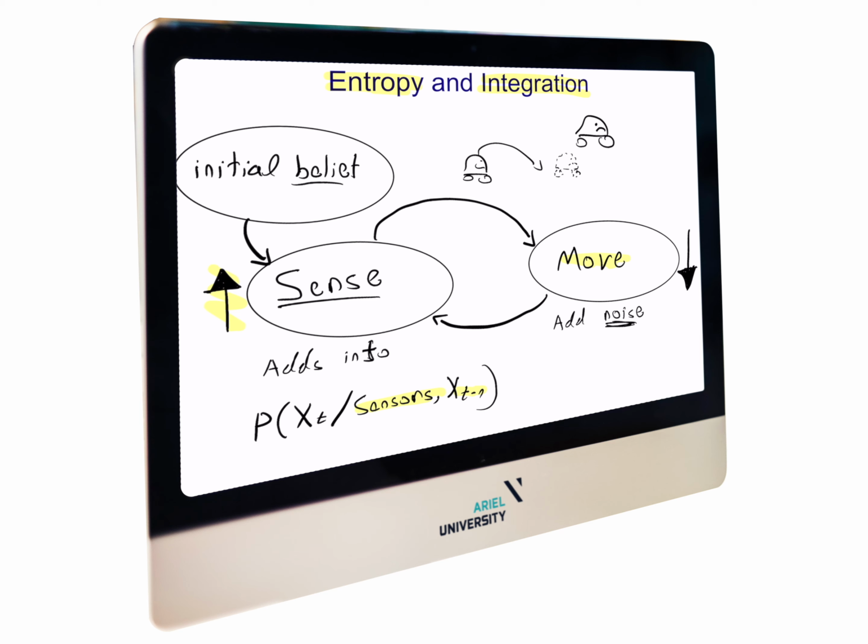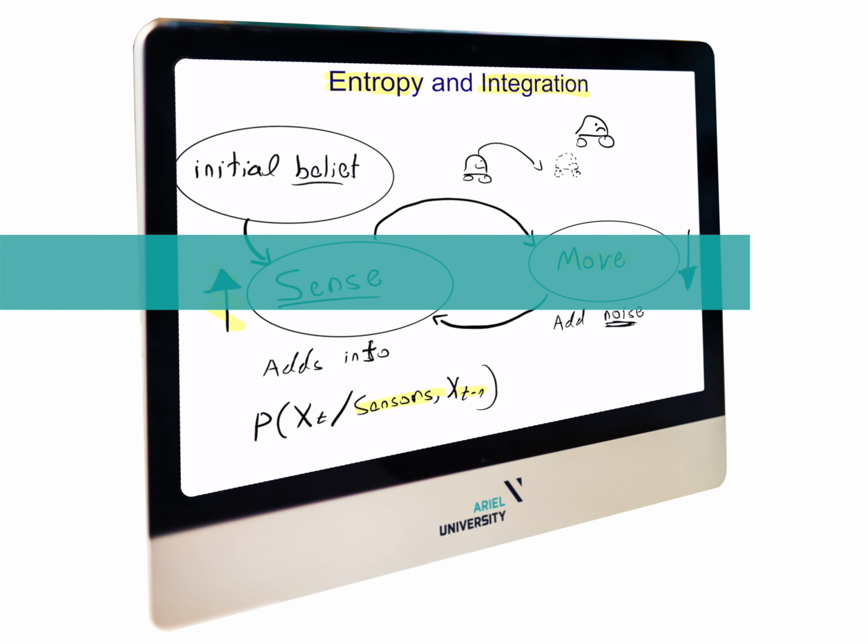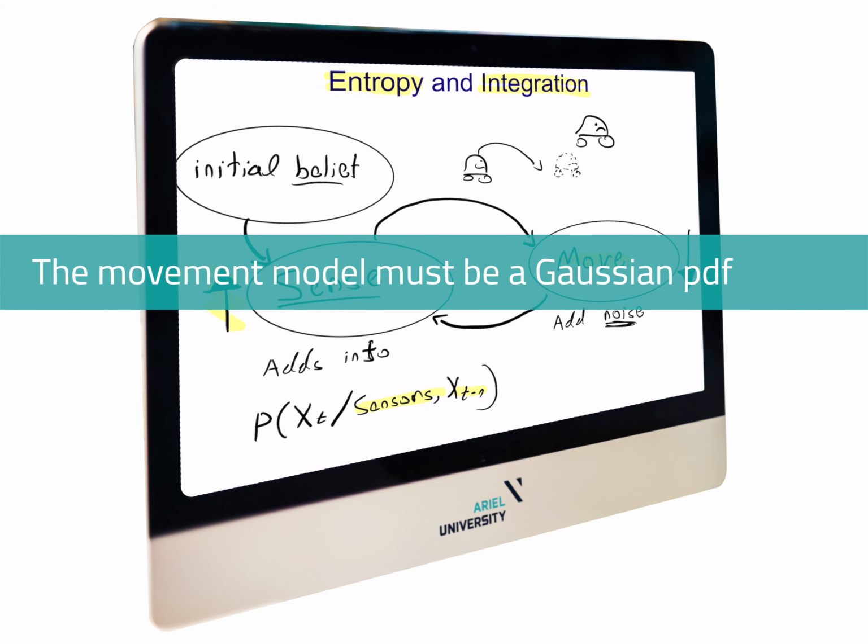And yet again, please remember that in order to work with the Kalman filter, the movement model must be Gaussian. And it must be Gaussian in a way that the expected value of the noise is zero. The probability to overshoot equals exactly the probability to undershoot. This is extremely important.